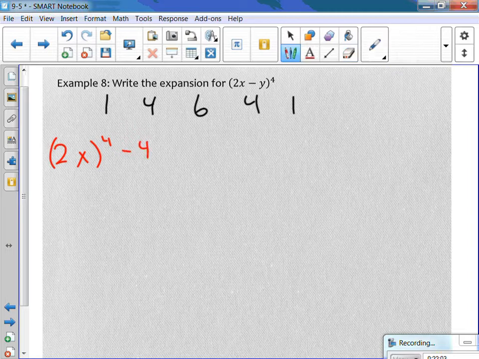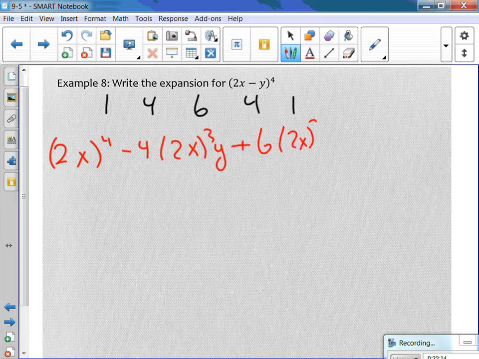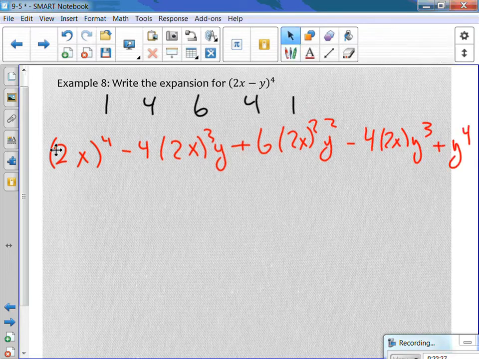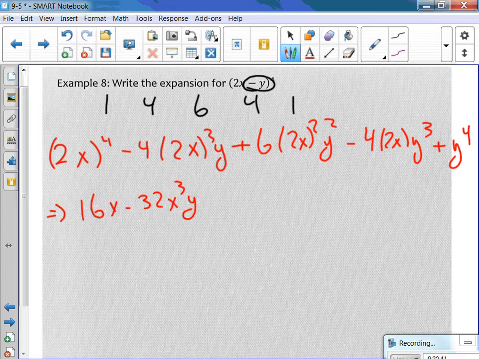Again, alternating signs, plus 6, 2x squared, y squared. Alternating sign, minus 4 times 2x, y to the third power, and lastly, plus y to the fourth. So again, I didn't have to worry about this minus y, as long as I remember to alternate my signs, minus, plus, minus, plus. So when we simplify, we wind up here with 16x to the fourth minus 32x cubed y plus 24x squared y squared minus 8xy cubed plus y to the fourth.